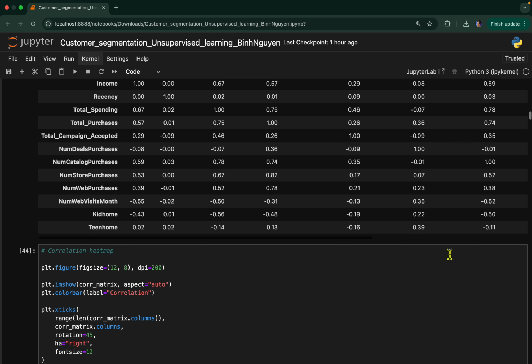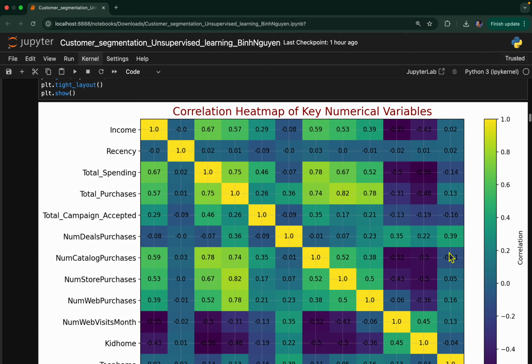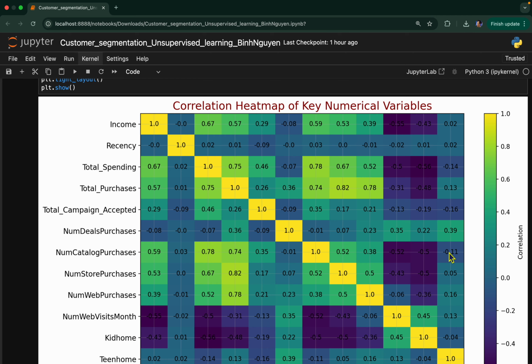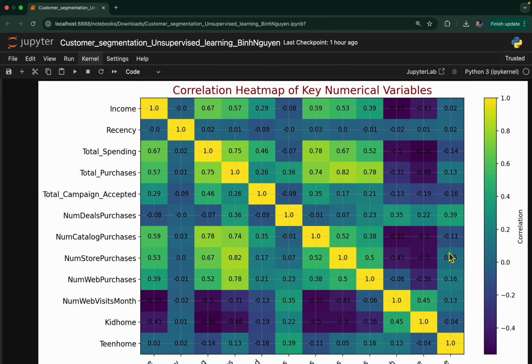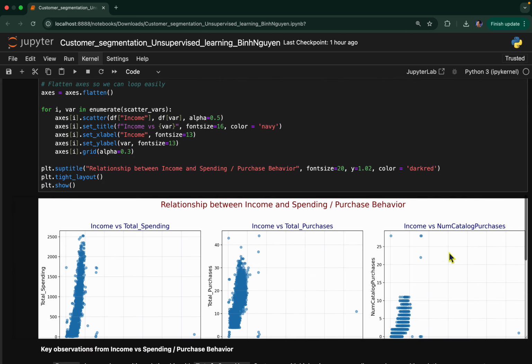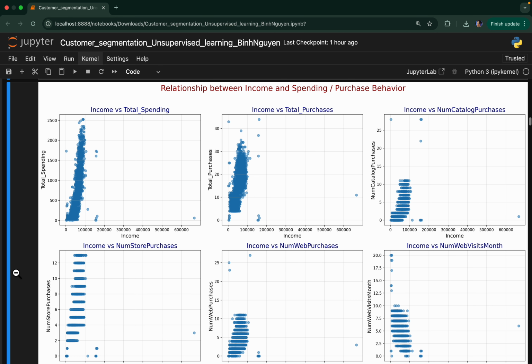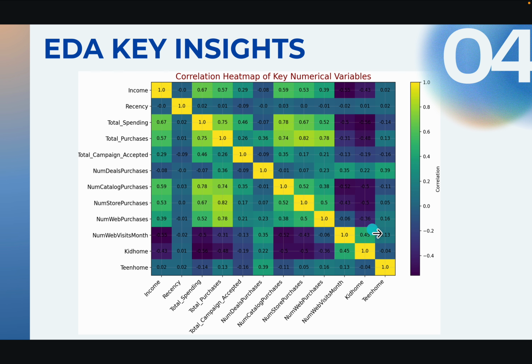Okay, so next I do bivariate analysis. The first one I would like to do is the correlation heat map of key numerical variables here. I also do some scatter plots between income and other variables. So here are the outputs, and I would like to talk about some of the key findings for this EDA.